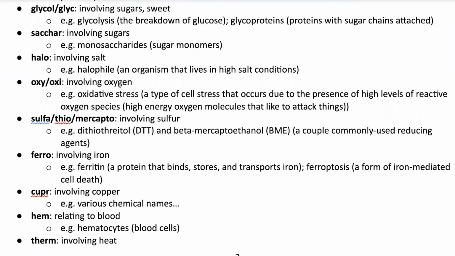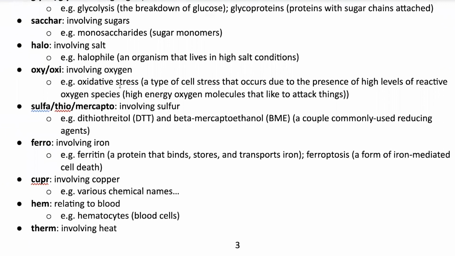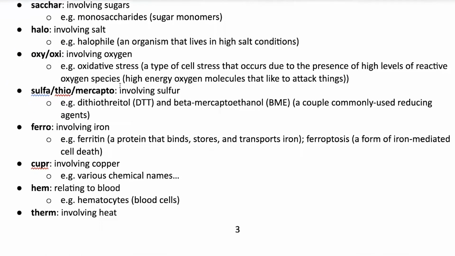Halo, this is involving salt. So we were sweet and now we're salty. So halo is referring to salt. A halophile is an organism that lives in high salt conditions. So these are some types of extremophiles, so things that live in really weird extreme conditions, and some of them are halophiles, which means that they're living in high salt.